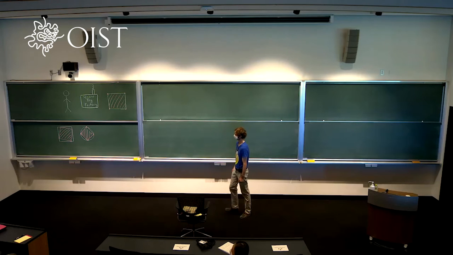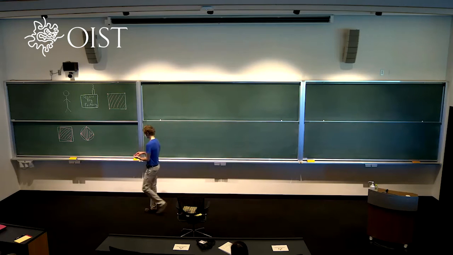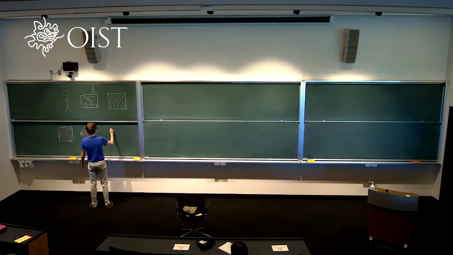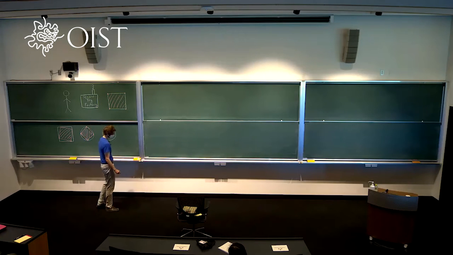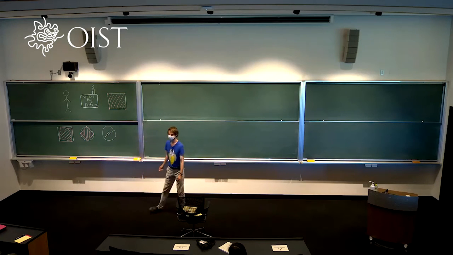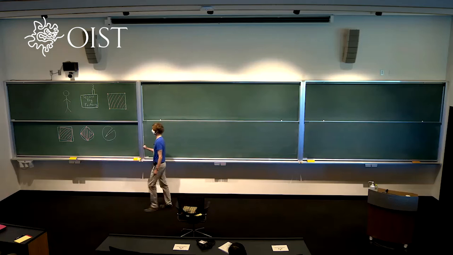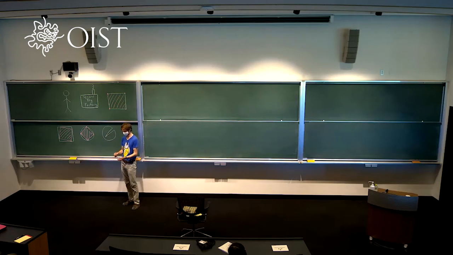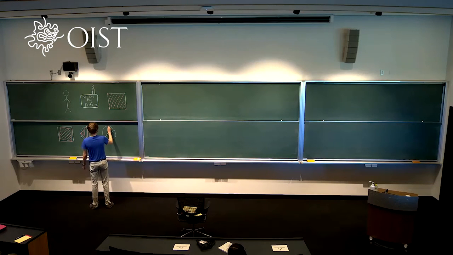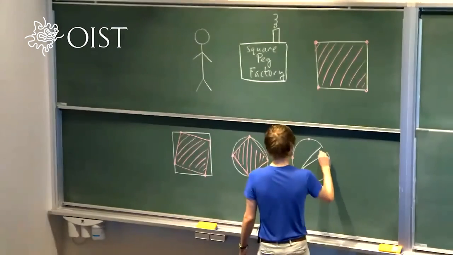Okay, fantastic. What about if somebody comes to you with this shape? So it's a bit like a circle, but it's got this slice taken out of it. So this is the shape of the hole. Can you find a square peg to fit this hole? The answer is still yes, and it's basically the same square peg. So there you go.